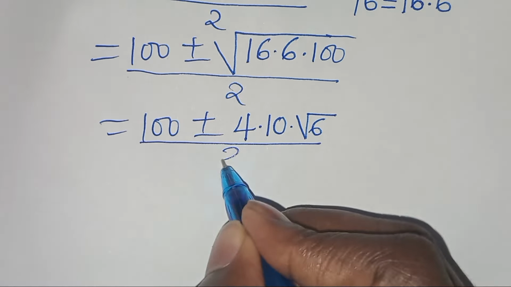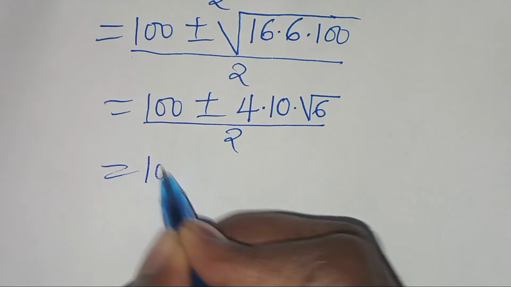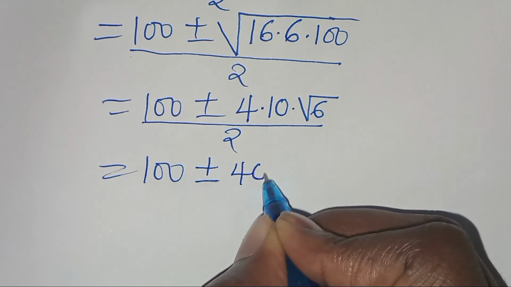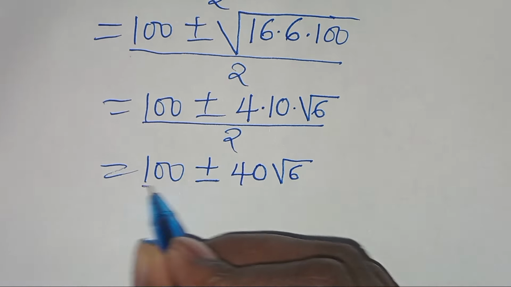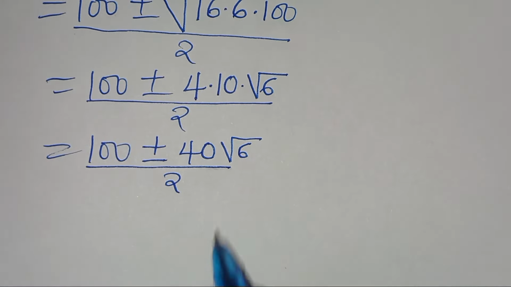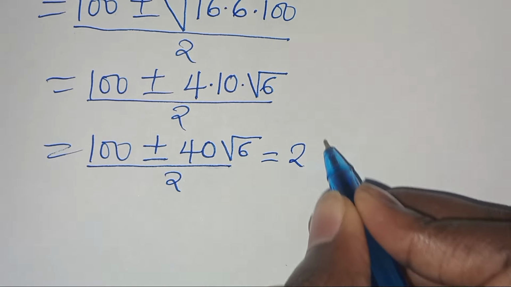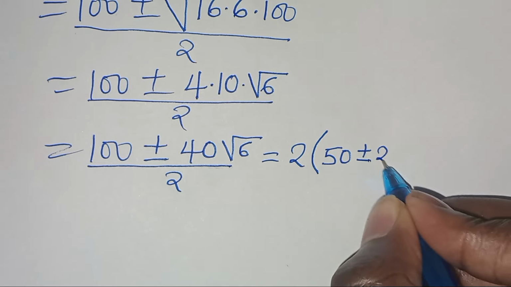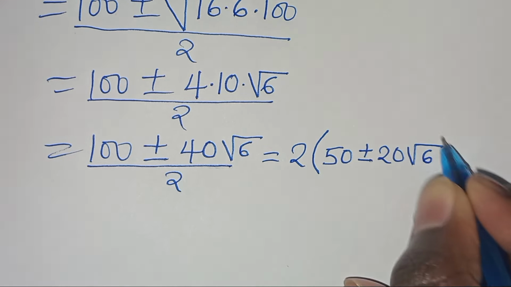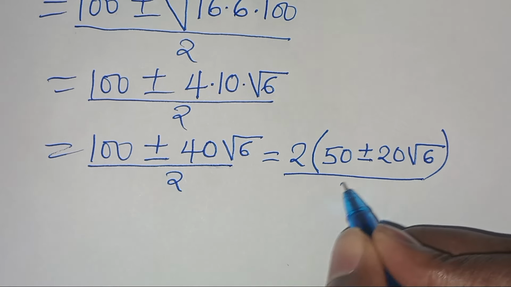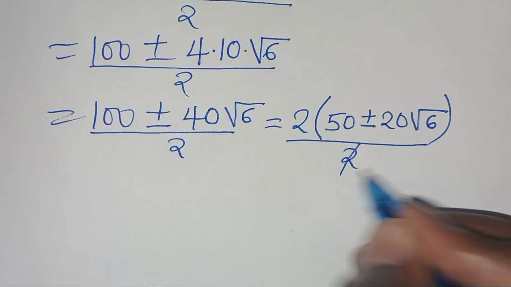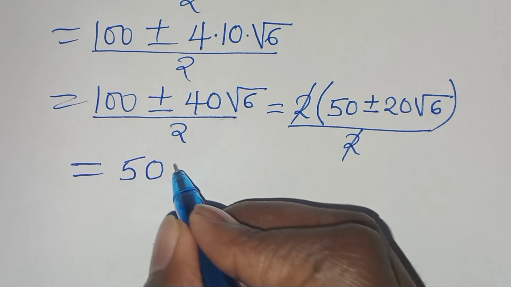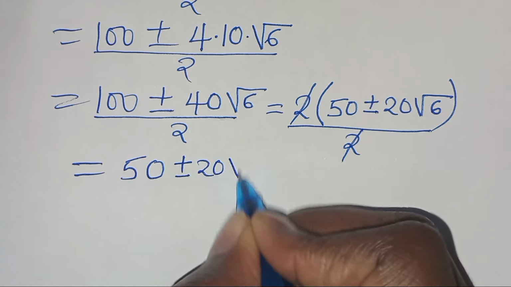Then divided by 2. So here we have 100 plus or minus 4 times 10, this is 40, times square root of 6, everything divided by 2. So we can factor out 2 here. Let's factor out 2 so that we have in the parentheses 50 plus or minus 20 square root of 6, then divided by 2. Let's simplify 2 and 2 here so that now we have 50 plus or minus 20 square root of 6.